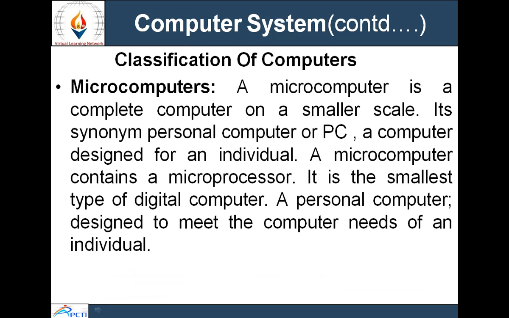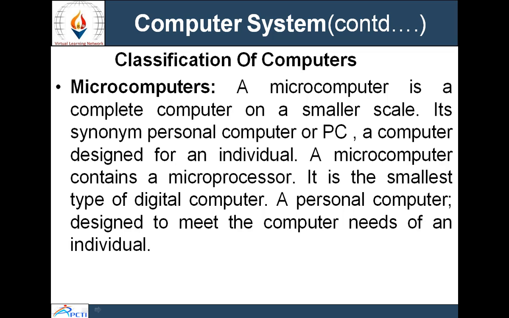There are three major types of computer classification: size, functionality and data handling. Classification of computers in relation to size divides computers into four main categories: mainframe computer, minicomputer, microcomputer and supercomputer. Let's start with microcomputer. A microcomputer is a complete computer on a smaller scale. Its synonym is personal computer or PC. A computer designed for an individual.